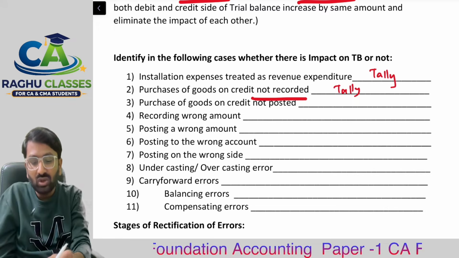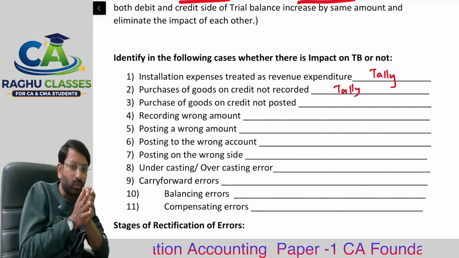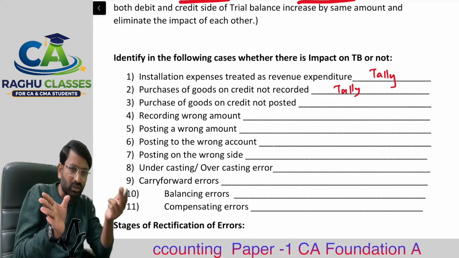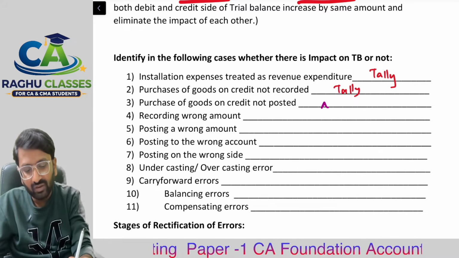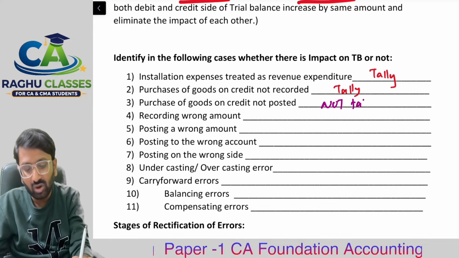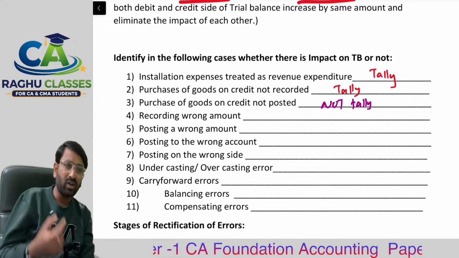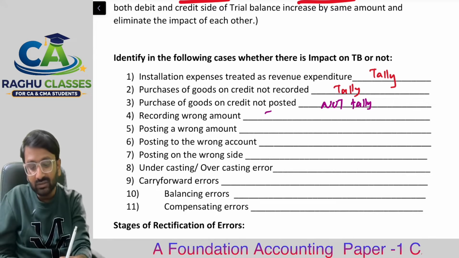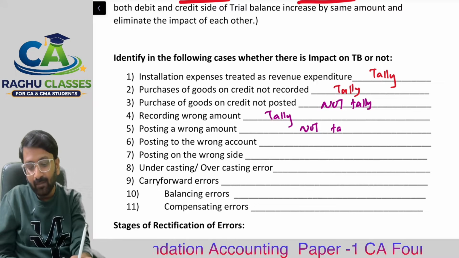Purchase of goods on credit not posted. And when I say it's not posted, we have done the recording, but we have not done the posting. So because of that the TB will not tally. So it's going to be affecting the trial balance. Recording the wrong amount: if you're recording the wrong amount, you're going to post the same amount again. So TB will tally.